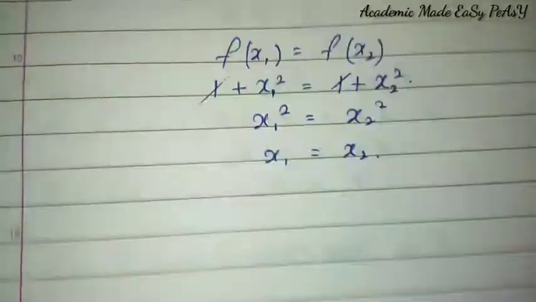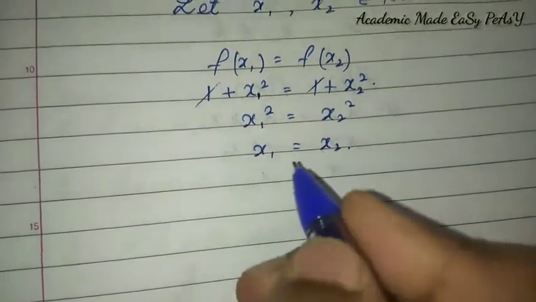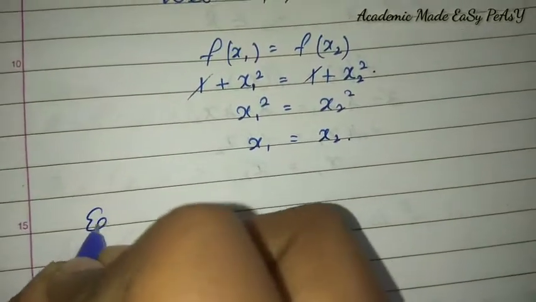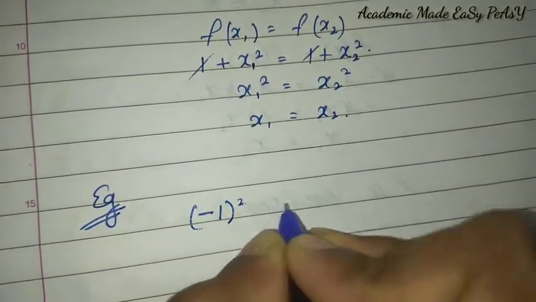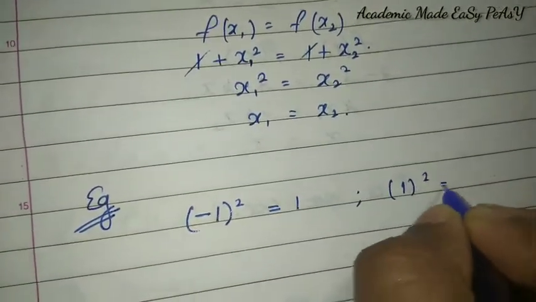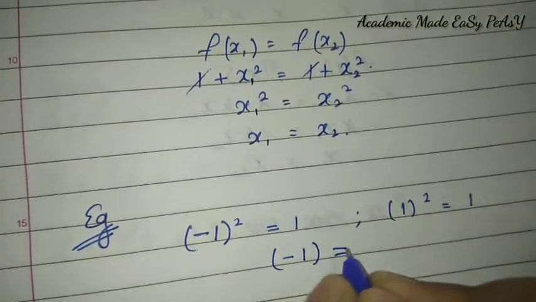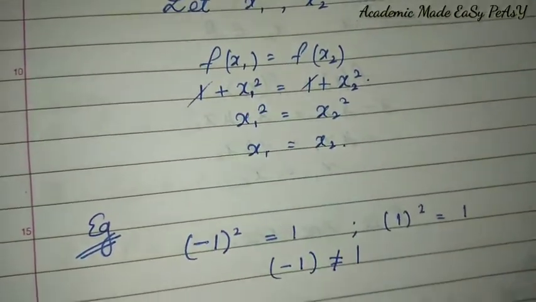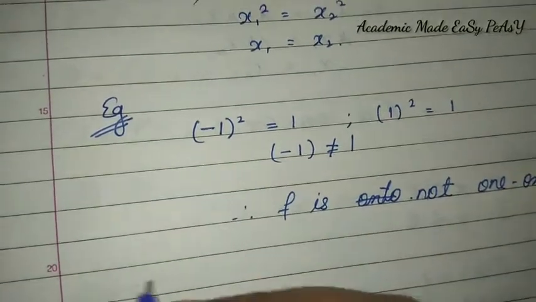If you remember the previous sums, this one you yourself will be able to guess what will happen next. So now we are going to take an example. Since it is a square, minus 1 square is equal to 1. 1 square also is equal to 1. But minus 1 is not equal to 1, no? So we cannot have x1 equal to x2. f is not one-to-one.